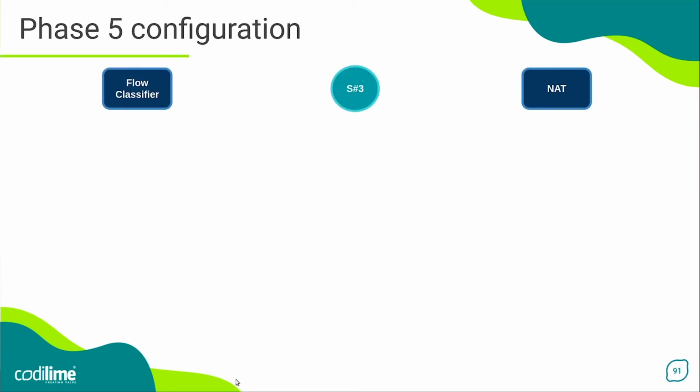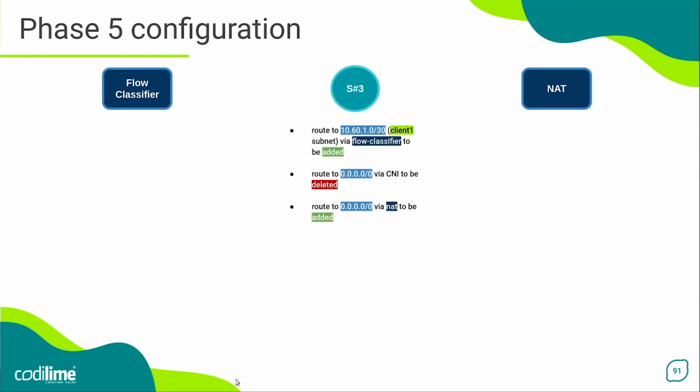Now let's take a look at the configuration. It is important to properly configure the routing to the NTP server instance. First, we set the flow classifier as the next hop for the client 1 subnet. Next, we reconfigure the default route. We set the next hop to be the NAT, having removed the previously set next hop.